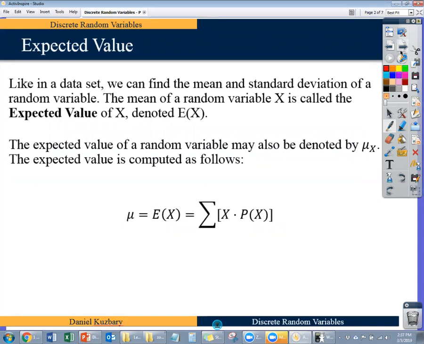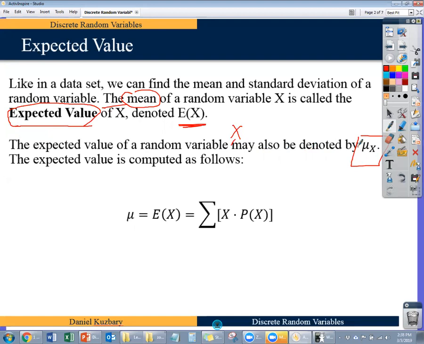Like in a data set, we can find the mean and standard deviation of a random variable, just like in a data set. The mean of a random variable x is also called the expected value of x, denoted by this capital E with x in the parentheses. So that stands for expected value. In this video, we're going to refer to the expected value and the mean basically interchangeably. When we talk about finding the mean or finding the expected value, we're talking about the exact same thing. The expected value of a random variable may also be denoted by this symbol. If this variable is called x, for instance, then that's what we mean. We use the Greek letter mu to refer to the mean, and then the capital X down there refers to the name of the random variable.